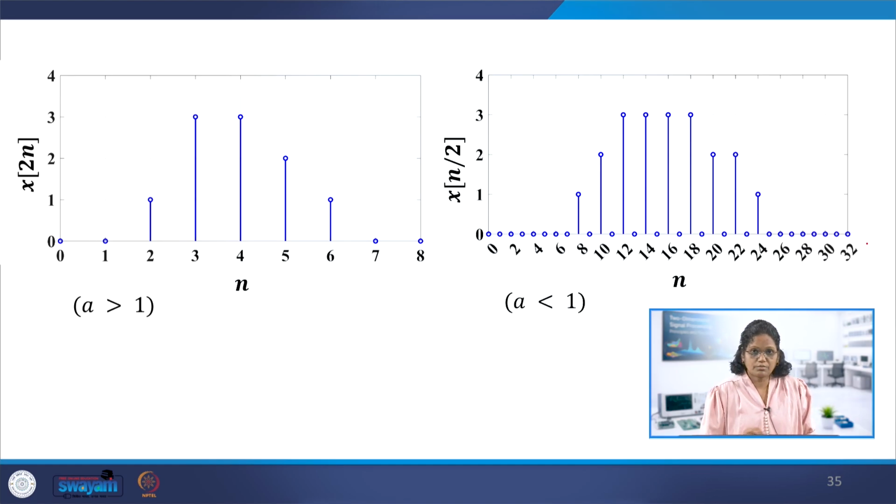So when we do the scaling in the discrete case, generally an interpolator is used after this operation, which can take these two points, add them and make an average of this and fill this gap if it is an integer value. So that is also possible to do the scaling operation.